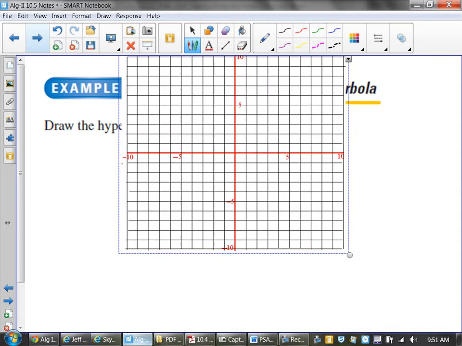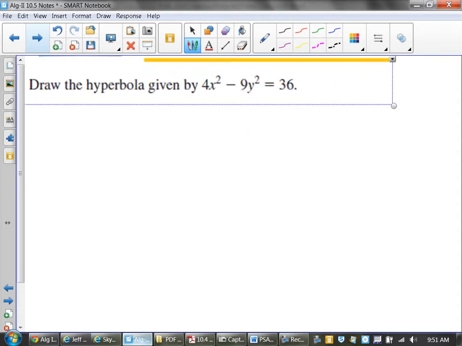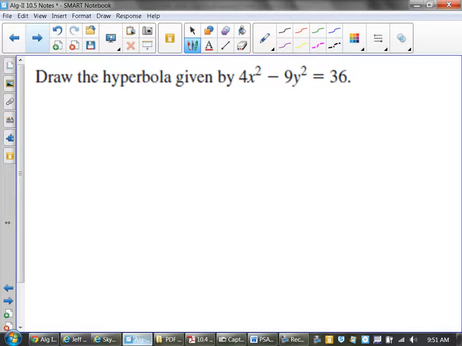I'm not going to use graph paper because that's just a waste. But we're going to do this hyperbola here. I'm going to draw out the hyperbola that has the equation 4x squared minus 9y squared equals 36. And what I'm going to do is draw it out and label everything, very similar to what we did with the ellipses, where we listed out all the different vertices and all that kind of fun stuff.